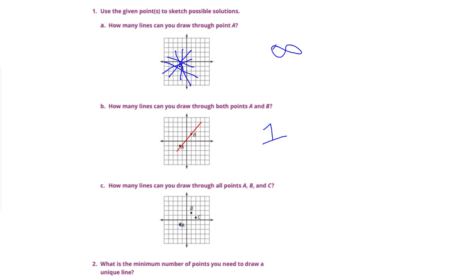Now in this next one, I start at A. I can draw a line that goes through C. I can draw a line that goes through B, but I can't cover both B and C at the same time. So therefore, I can't draw a line that goes through all three. So there is no line that will go through all three. And so the minimum number of points you need to draw to have a unique line is 2.